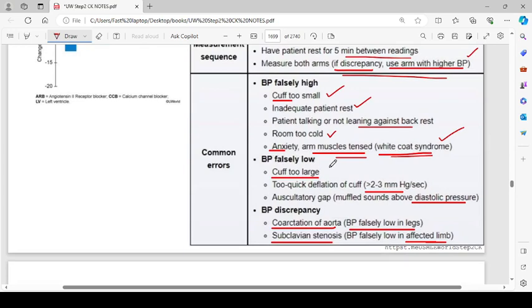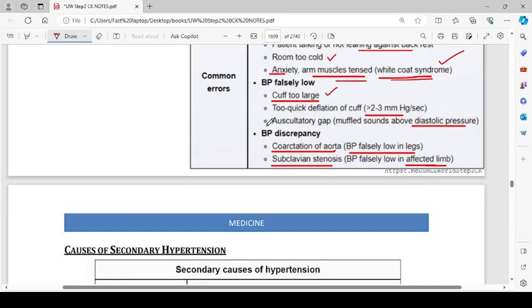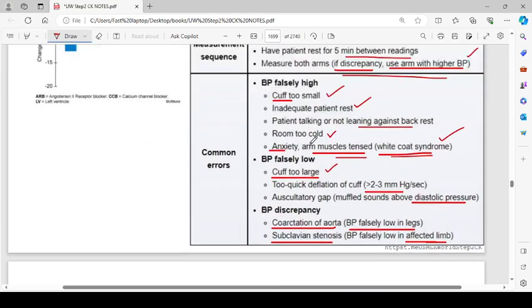Blood pressure falsely low if the cuff is too large. So the size of cuff is inversely proportional to the false reading. If the cuff is large, the blood pressure will be low. If the cuff is small, the blood pressure will be high. Too quick deflation of cuff, more than 2 to 3 millimeters of mercury per second. Auscultatory gap, that is muffled sound above diastolic pressure.